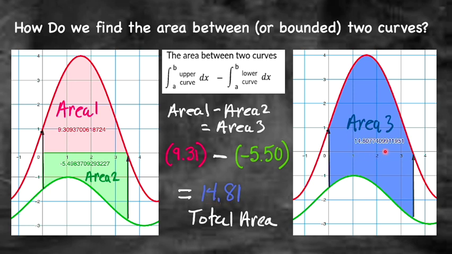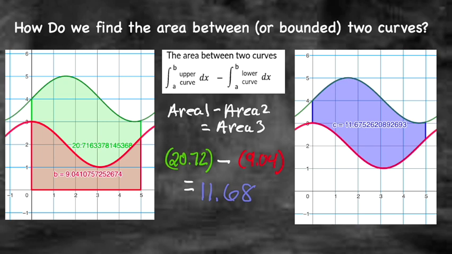Now, when we look at it as the total area without being split up into different areas, that total area will be 14 point, and then again, if we round, 81. So area 3 is the total area between the curves from 0 to 3.5.